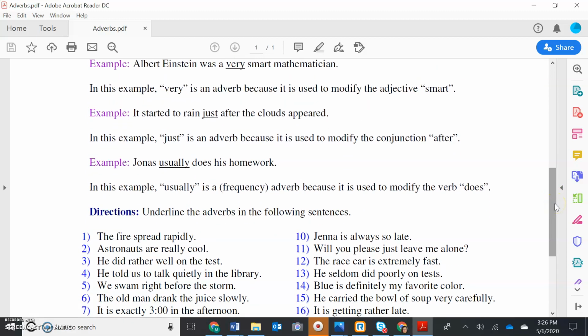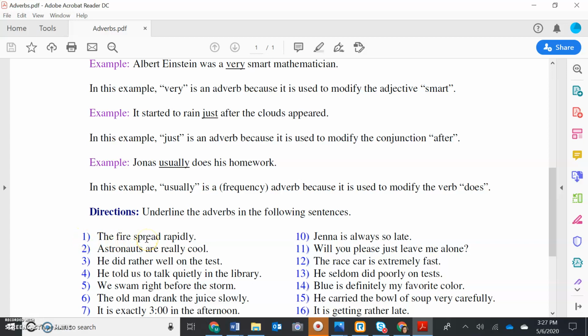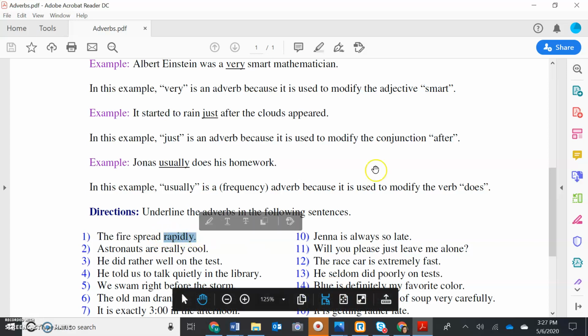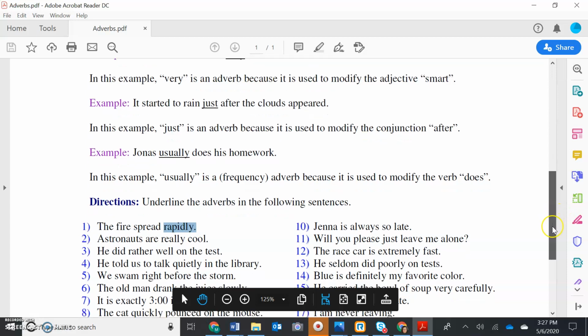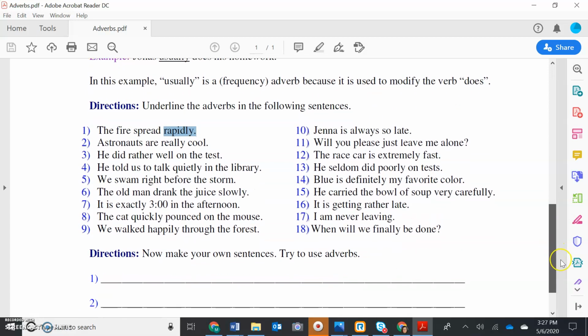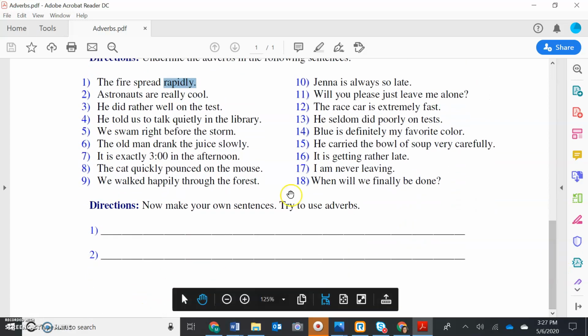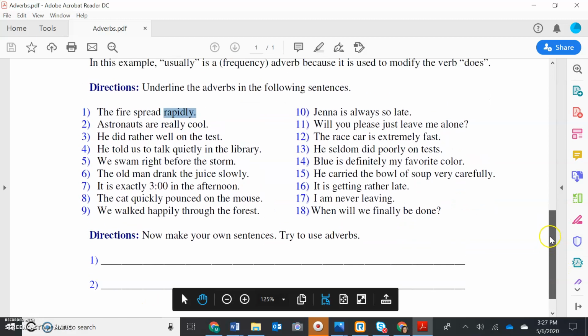Now let's look at this next one. The fire spread rapidly. So please write this down on your paper. Number 1. What spread? Spread is the verb. So how did it spread? Rapidly. So right there, you're going to want to write down rapidly because that is your answer to number 1. That's the first adverb. Now, I'll tell you what. If you write these adverbs down, you don't have to do that part there. We'll just do this part.